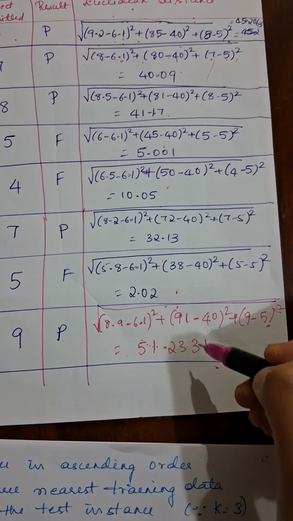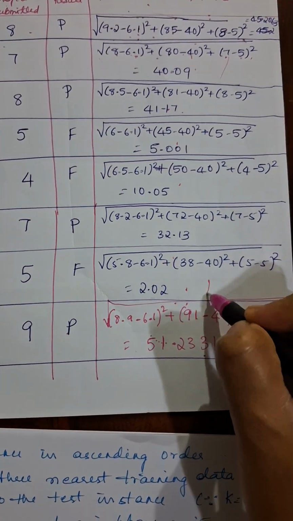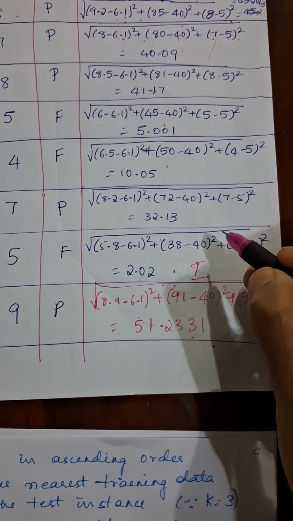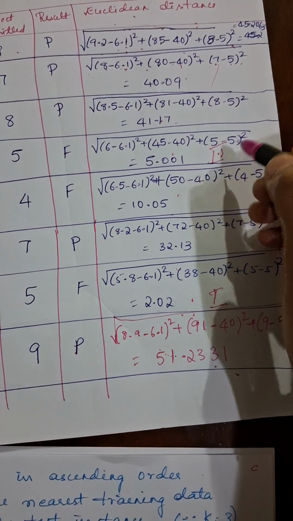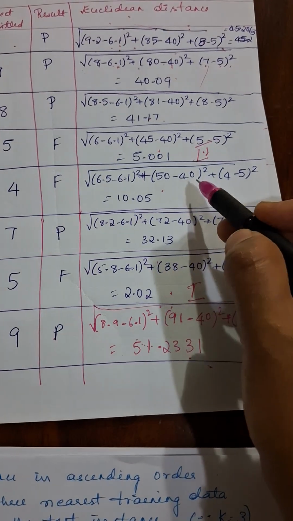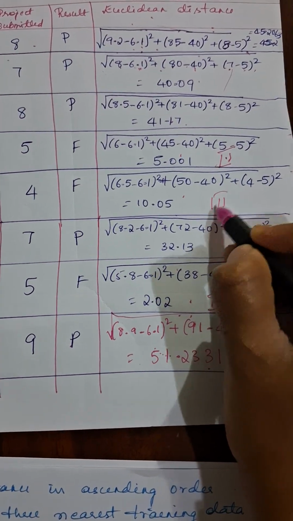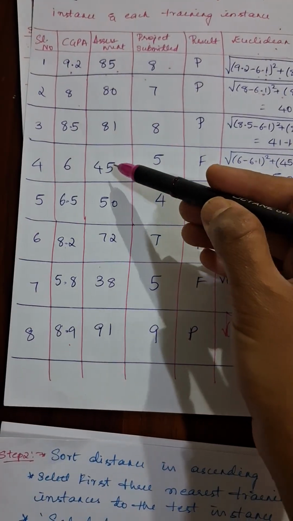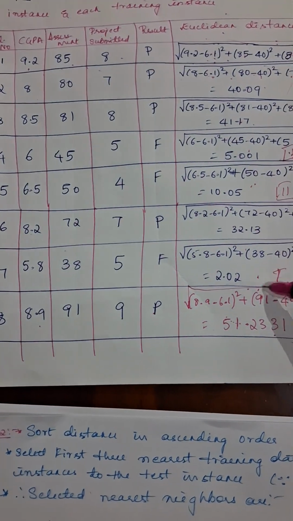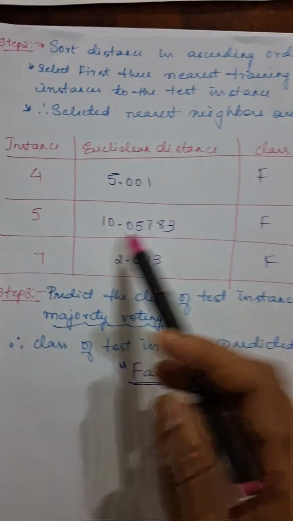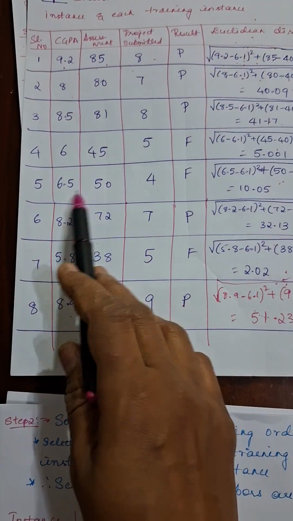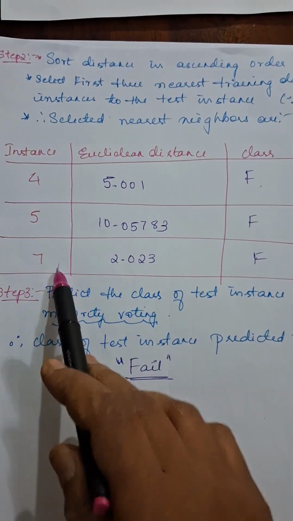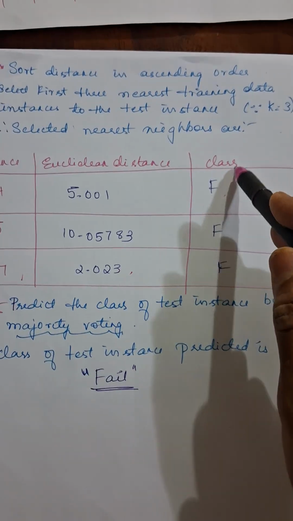Let's take the smallest one. The smallest one is this, so this is the first one. The next smallest one is this, let's mark it as 2. The next smallest one is this. So the instances are the 4th, the 5th and the 7th. I am just copying them as they are: the 4th, with all the values, the 5th, and the 7th, with the complete rows. Just copy the instance number, the Euclidean distance, and the class.